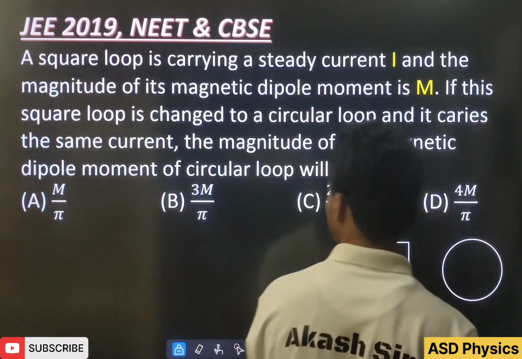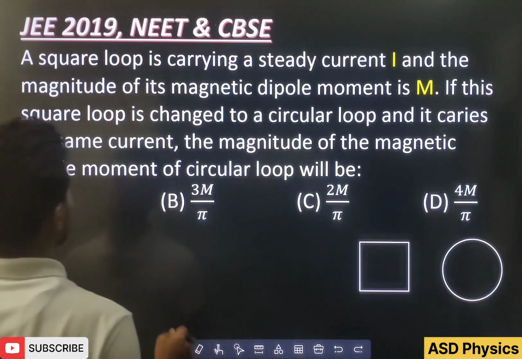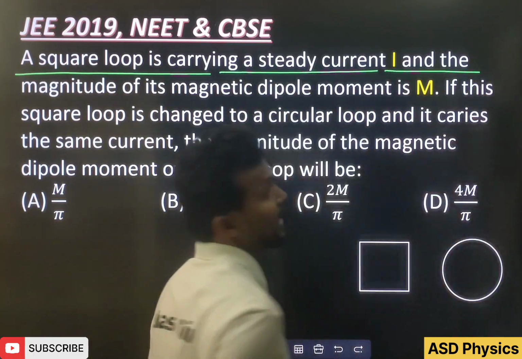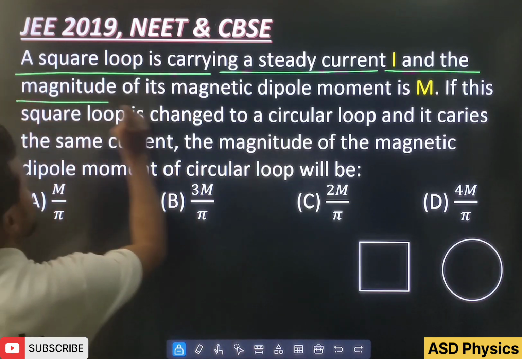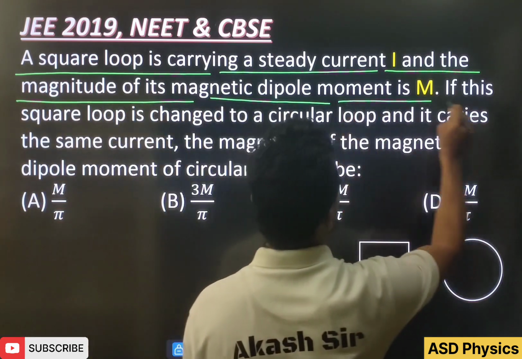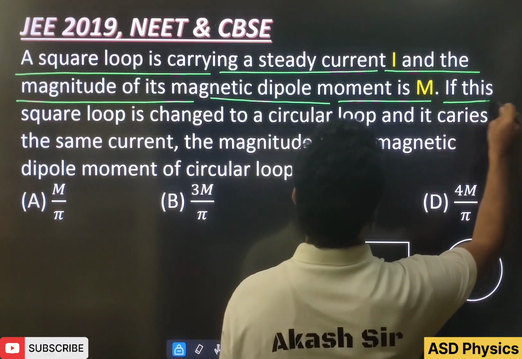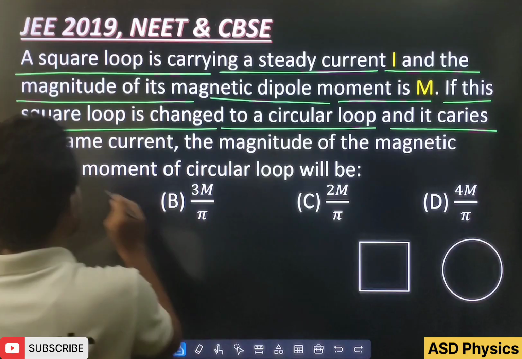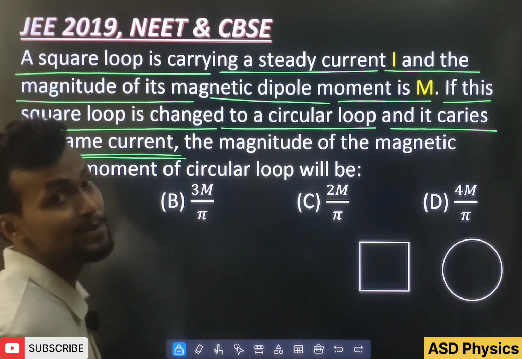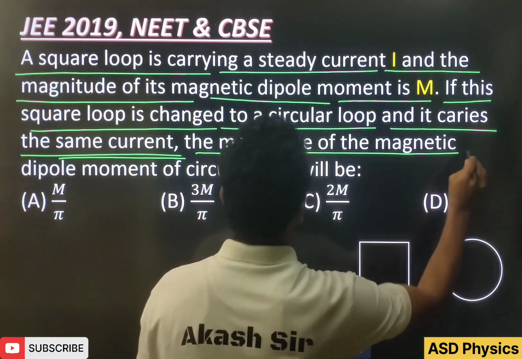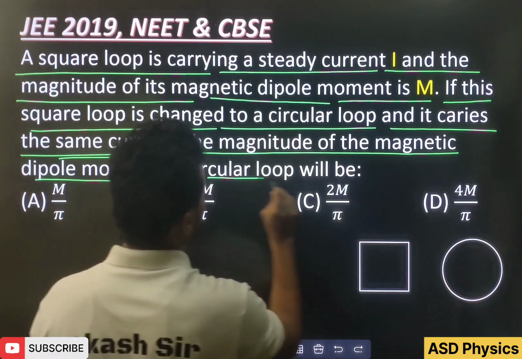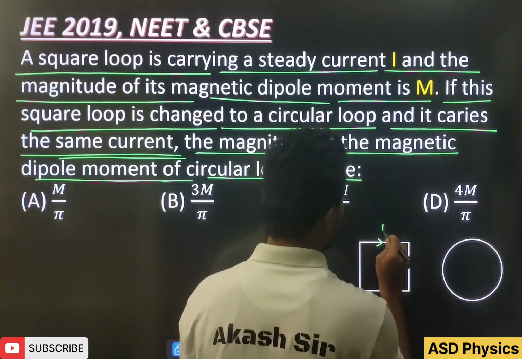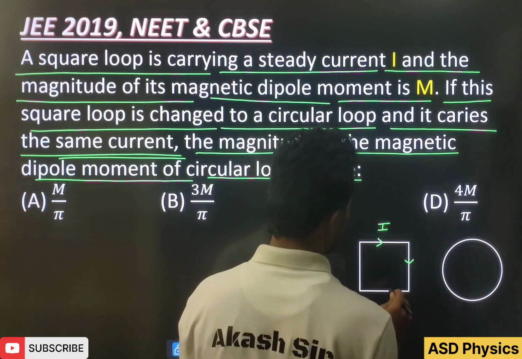Okay, good. Next one, let's talk about a somewhat conceptual question. A square loop is carrying a steady current I, and the magnitude of its magnetic dipole moment is M. If this square loop is changed to a circular loop and it carries the same current, the magnitude of the magnetic dipole moment of the circular loop is how much? First I have taken one square, and it is carrying the current I.